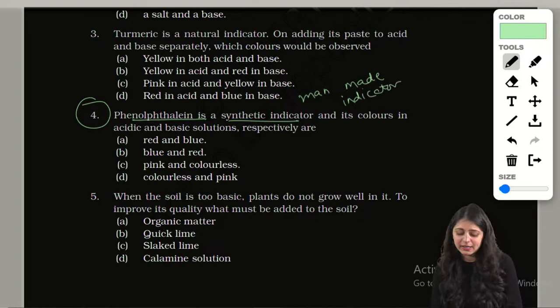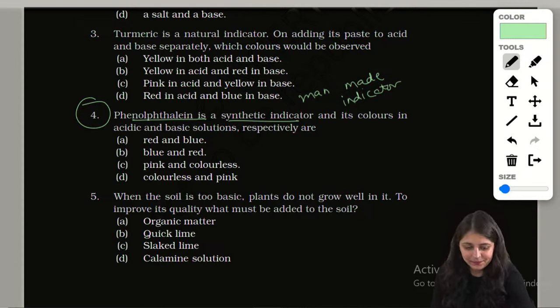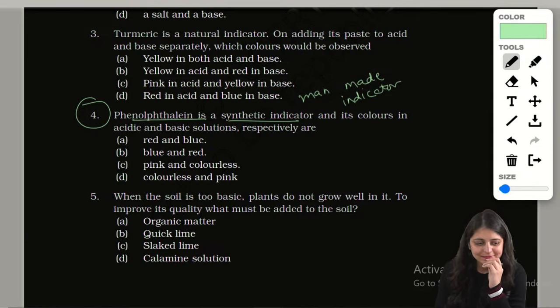अब रेड ब्लू हो जाएगा, ब्लू रेड हो जाएगा, पिंक कलरलेस हो जाएगा, कलरलेस पिंक हो जाएगा, क्या हो जाएगा? फटाफट से बताएंगे. सी डी सी डी. ए भी कोई नहीं कह रहा, सब सी डी में कंफ्यूज हो रहे हैं. बहुत बच्चे सी कह रहे हैं, बहुत बच्चे डी कह रहे हैं. सोचो फिनोप्थिलीन का कलर चेंज आपको पहले एसिडिक मीडियम में बताना है, फिर बेसिक मीडियम में.